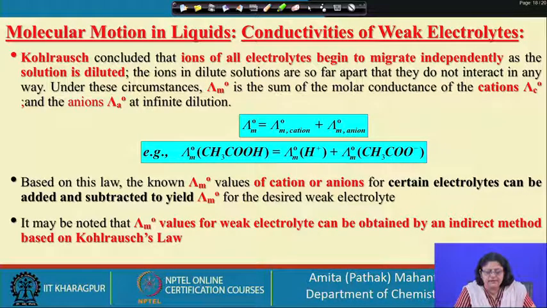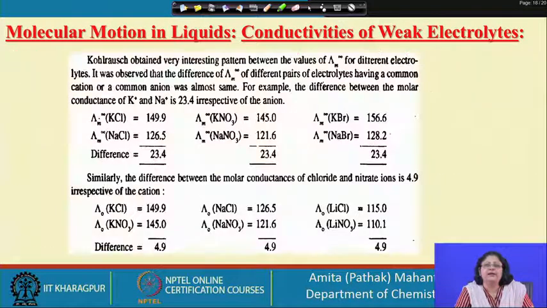Based on this, the known values of lambda naught of a cation and anion for a certain electrolyte can be added or subtracted to get the limiting value of the molar conductance of the weak electrolyte. So, it may be noted that the lambda naught for a weak electrolyte can be obtained by an indirect method, and this indirect method is what was done by Kohlrausch by repeated experiments using different types of electrolytes. I have given you this data.